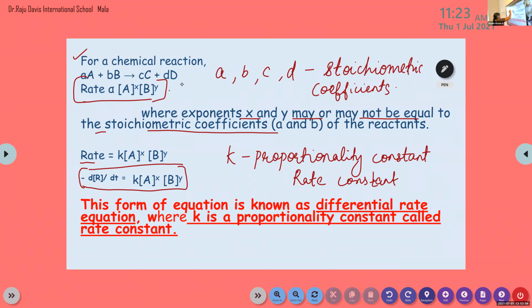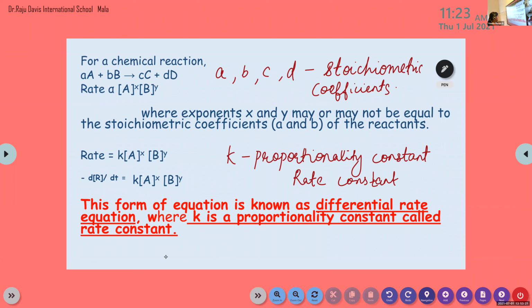These two are considered as the rate law, rate expression or rate equation, and this form is known as the differential rate equation. And I told you k is the proportionality constant or rate constant. In order to remove the proportionality sign, we add one constant. It is known as the proportionality constant or rate constant.